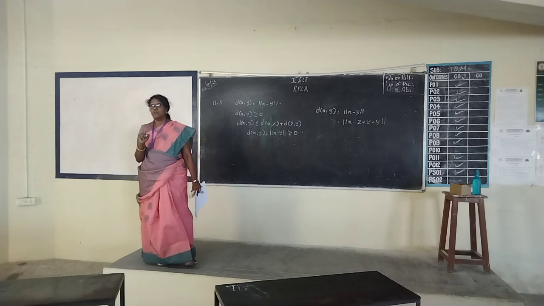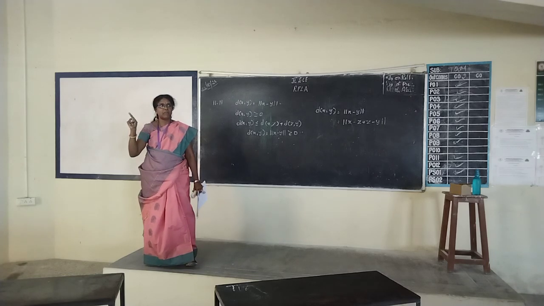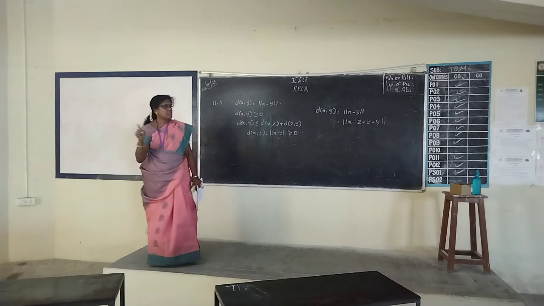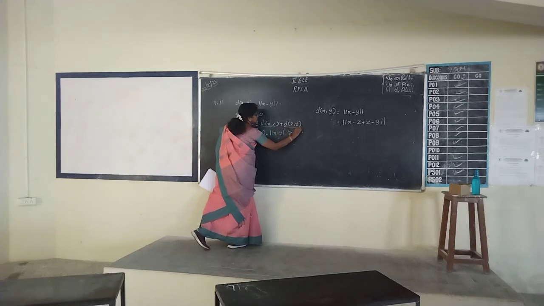What is the thing you have to prove? What is the right hand side you are supposed to prove? d of x z plus d of z y.